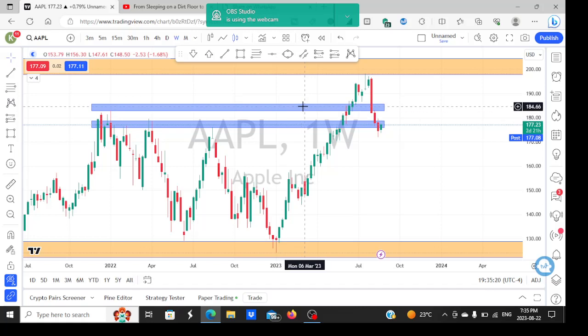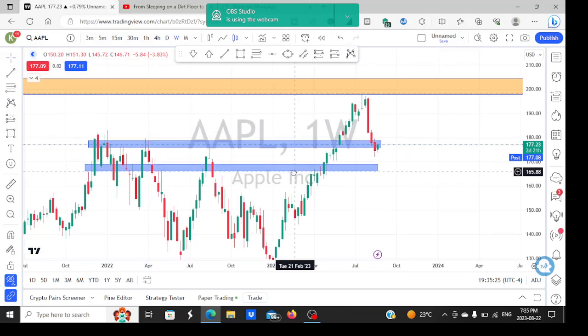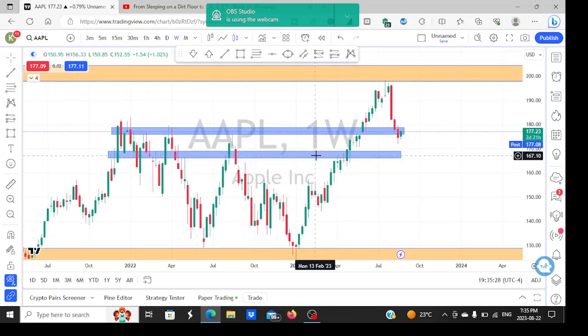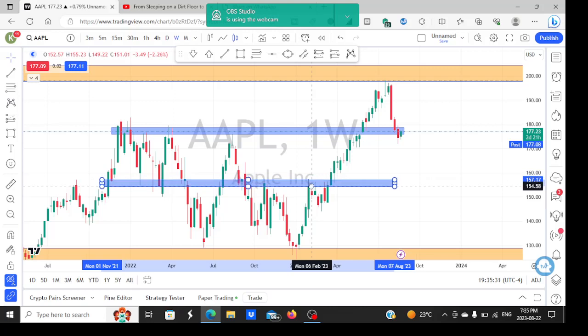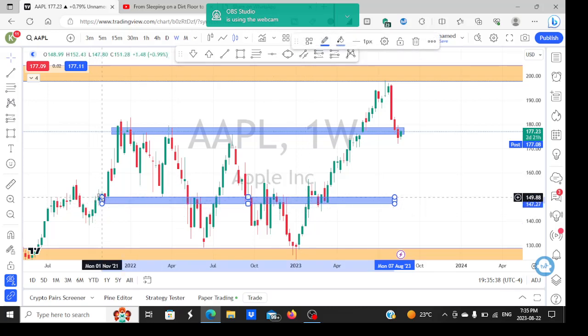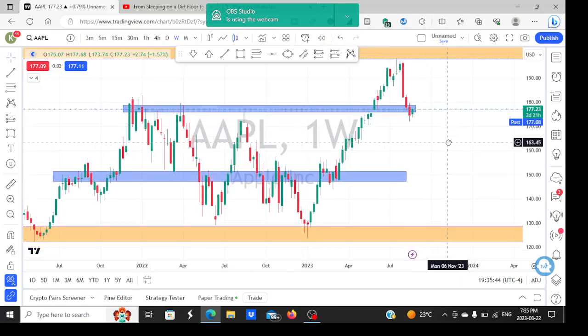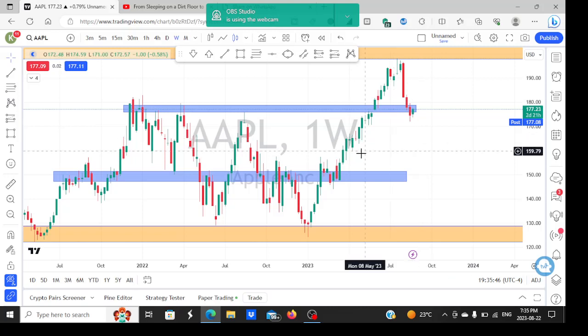So let's clone this and move it down to about what we want it to be, really, here. So this is a whole zone, right? Remember, it's not one line, it's a zone. So this is a zone, and this is a zone. Here it is a zone. So this is a strong key level.